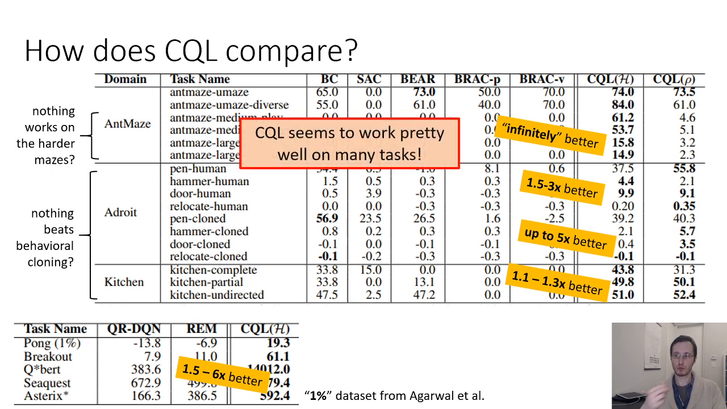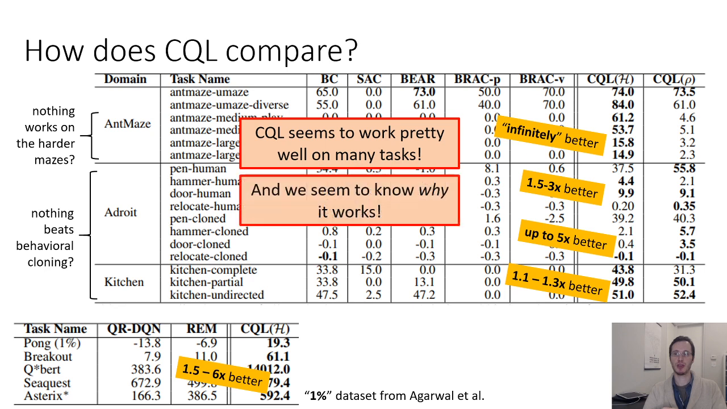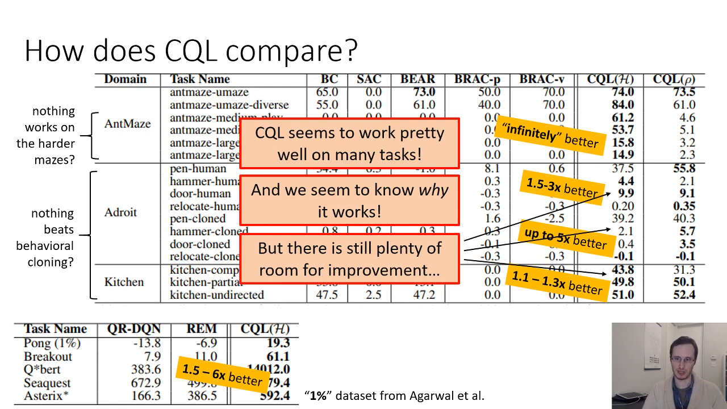So CQL seems to work pretty well on many, many different tasks. And we seem to know why it works well. We seem to understand theoretically this lower bound property. There's still plenty of room for improvement on these tasks, but we have a tool at our disposal now that we can use to solve offline RL problems.